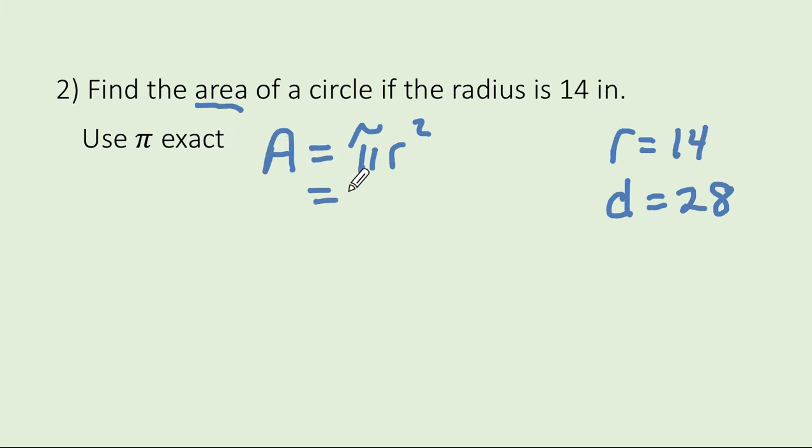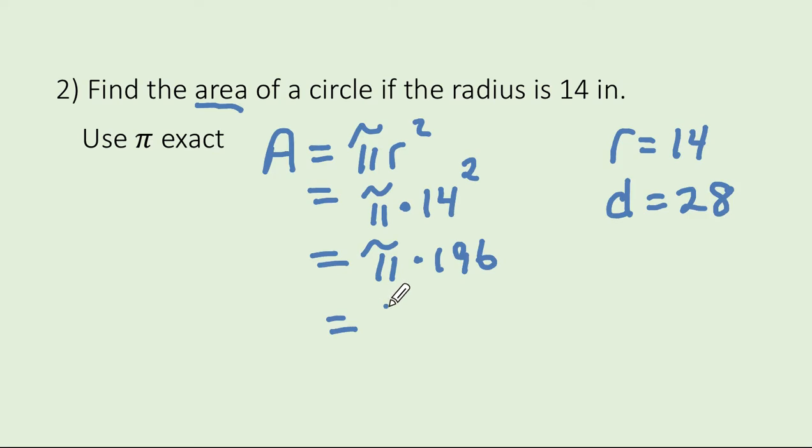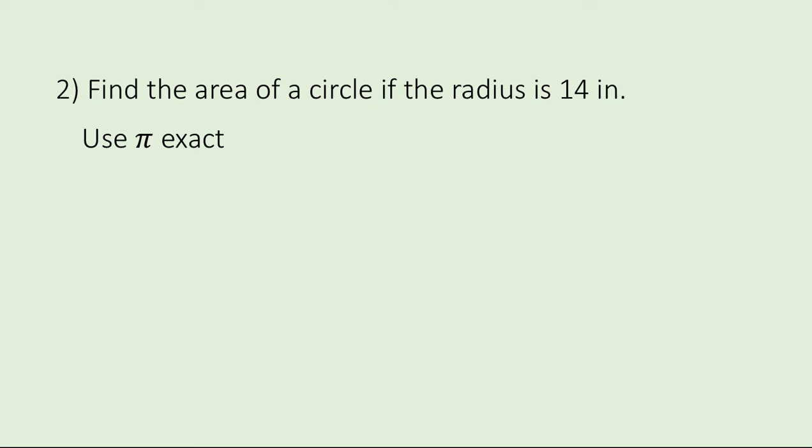It says use pi exact, so we're going to keep the pi symbol in here. And we're going to take out the r, we're going to plug in the 14 squared. We're going to say pi times 196. 14 squared is 196. And we're going to write it in the correct order, 196 pi. And let's put the units in here, inches squared. All right, so pi exact has to have the pi symbol in the answer.